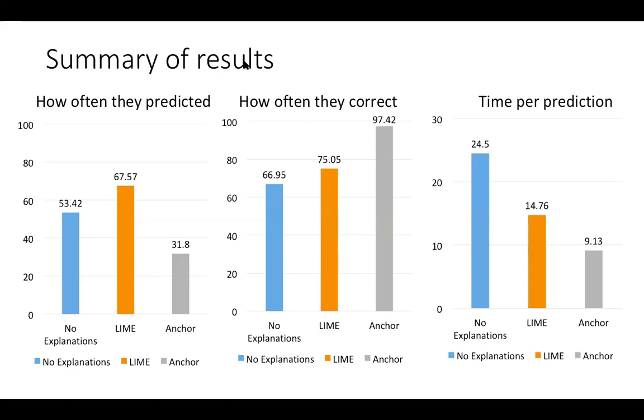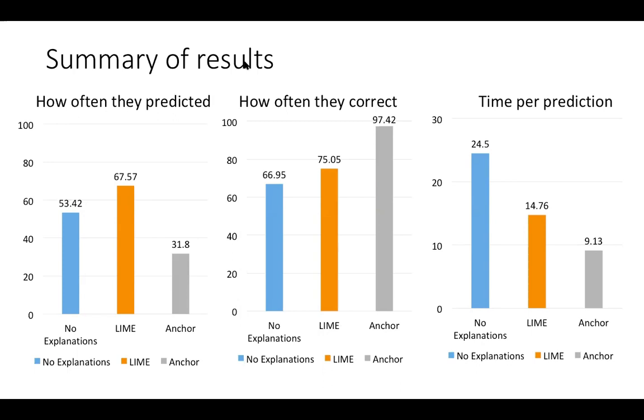Yeah, that's a good question. Kostav asks why there is less prediction when anchors are given. So the point is that when the anchors are given, the end users become more sure whether they would be able to predict something or not, and therefore they choose not to predict.